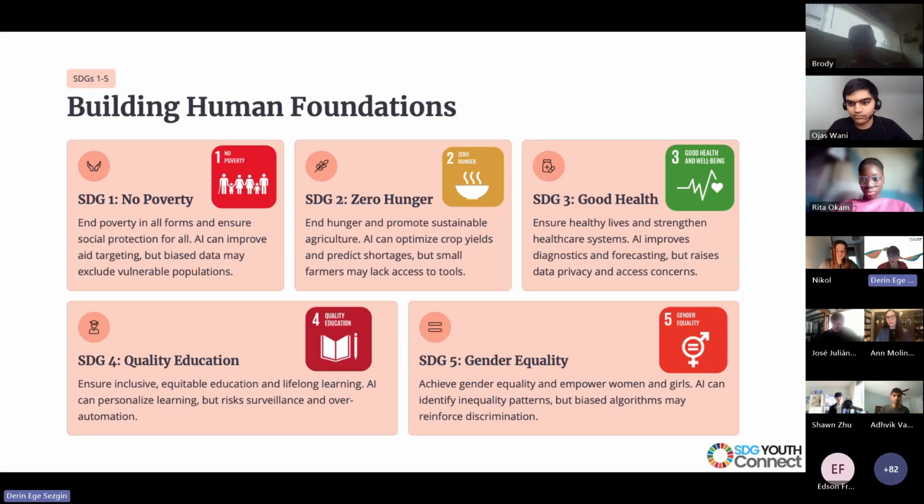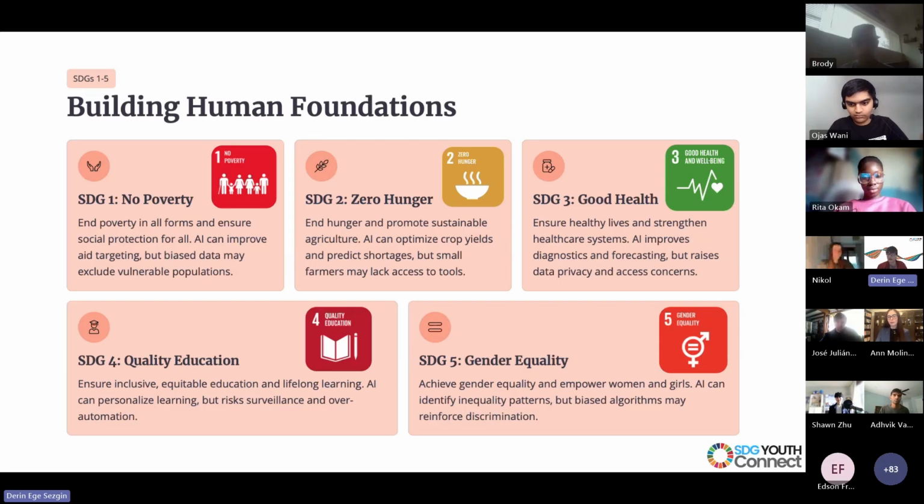SDG 2, Zero Hunger. Zero Hunger's goal is to end hunger and promote sustainable agriculture. AI can optimize crop yields and predict shortages, but small farmers may lack access to tools. Going forward, as we talk about AI and the SDGs, there's always the problem of the digital divide, in which 2.6 billion people don't have consistent access to internet and or electricity. These are mostly in developing nations where your projects can aim to fix that problem.